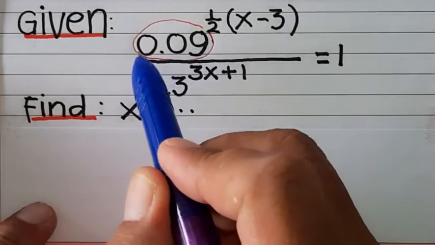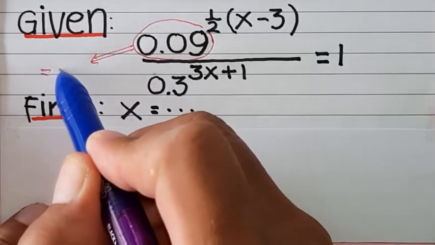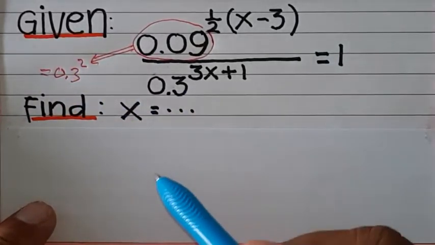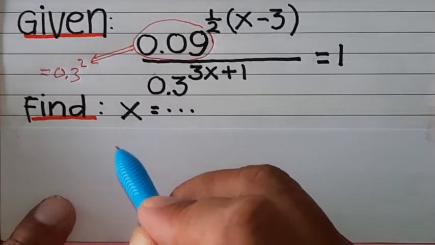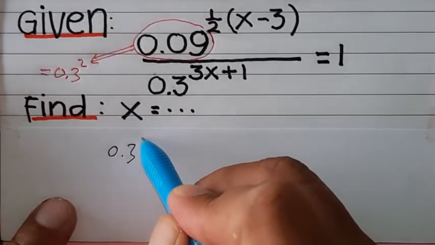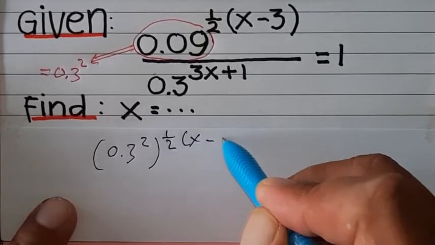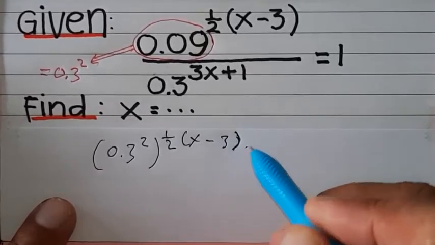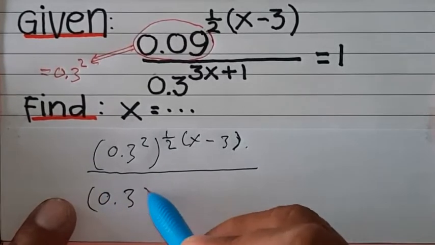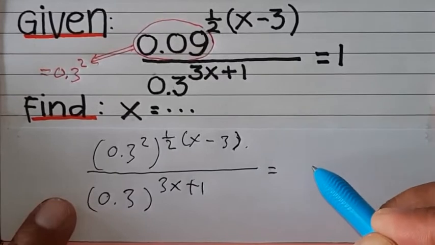0.09 we can replace with 0.3 squared, so that the equation reads (0.3 squared)^(x − 3) over 0.3^(3x + 1) equals 1.